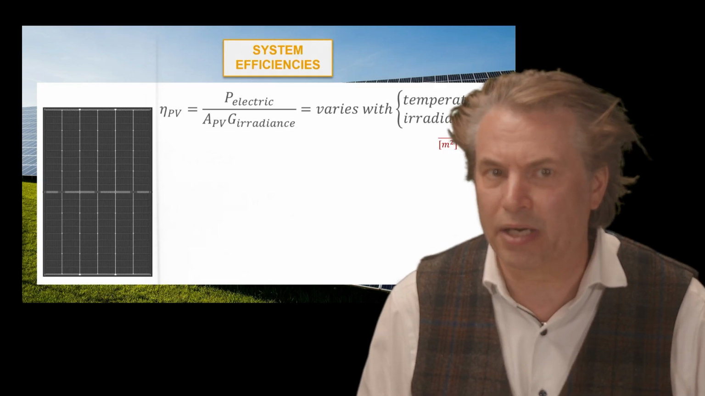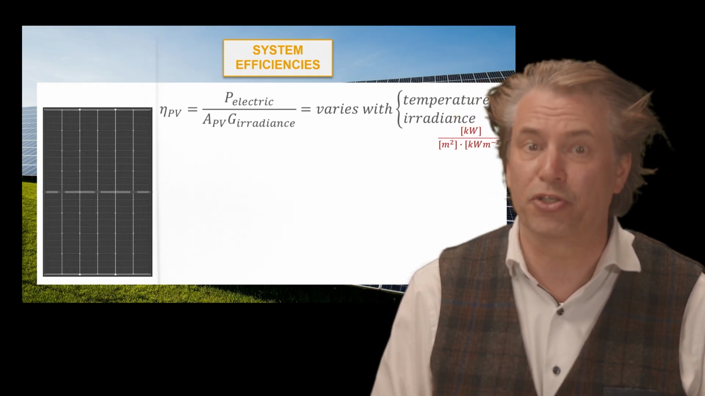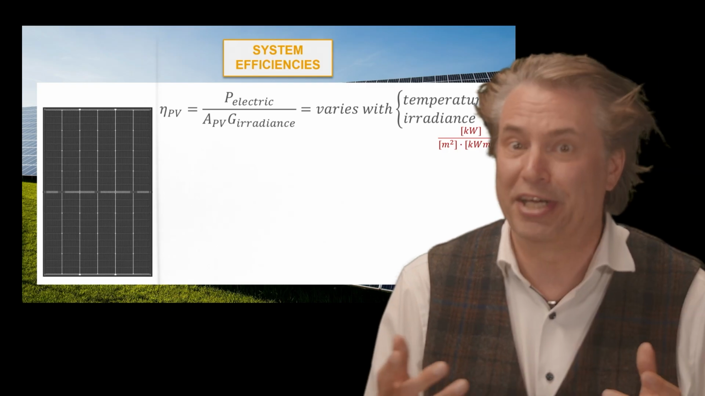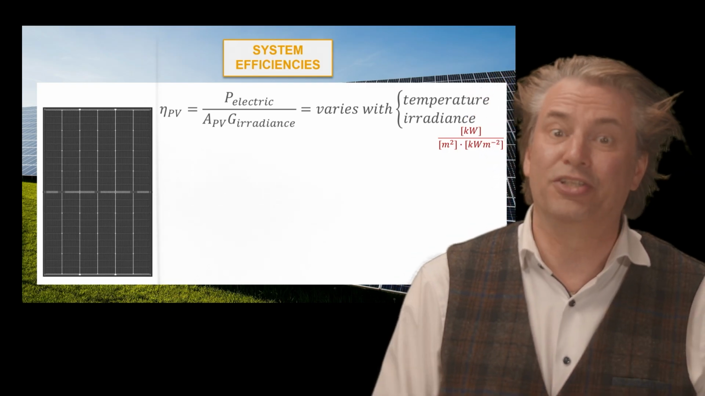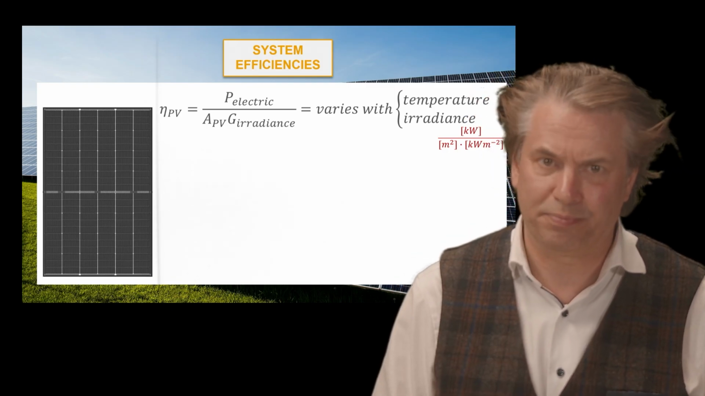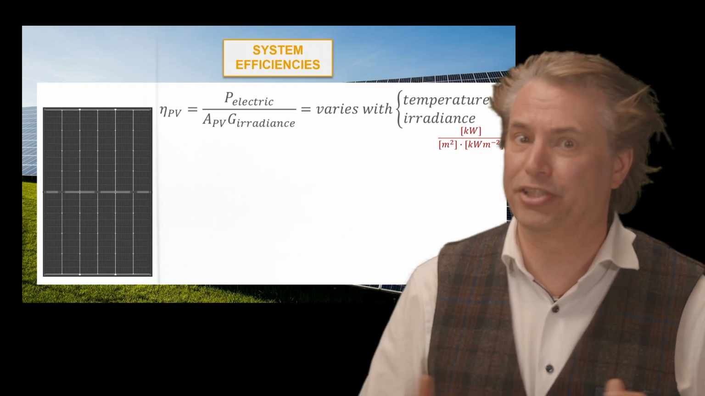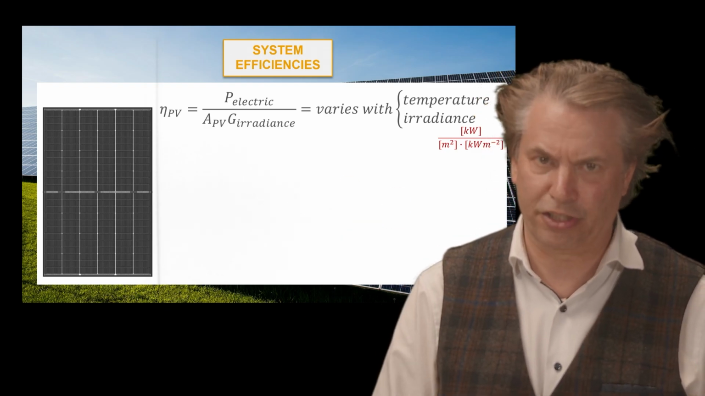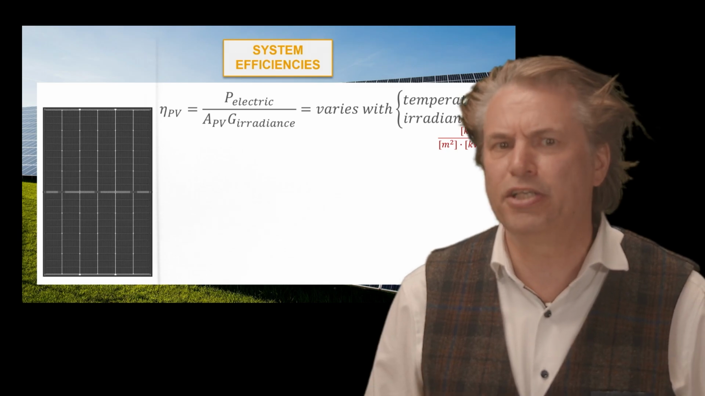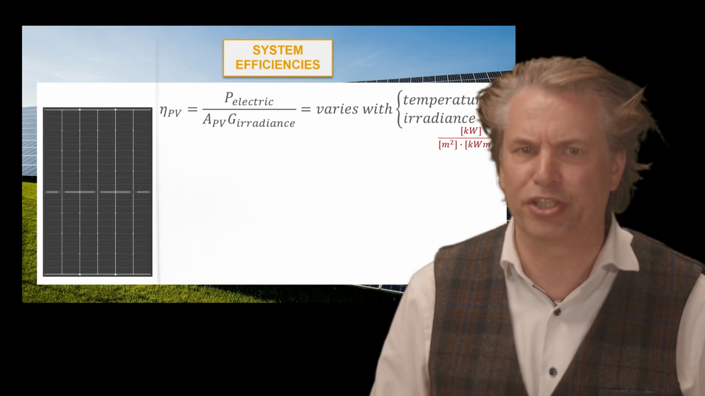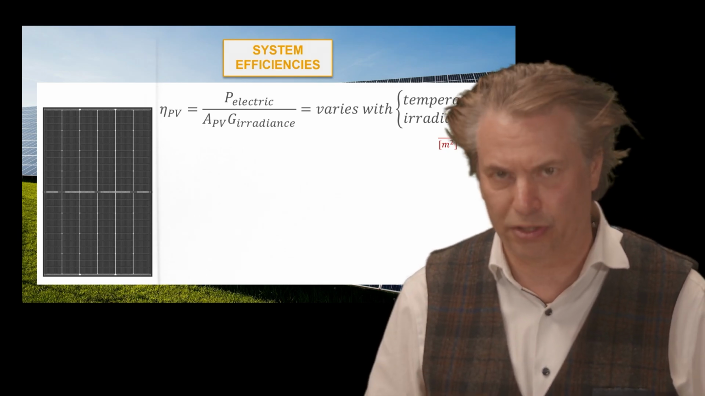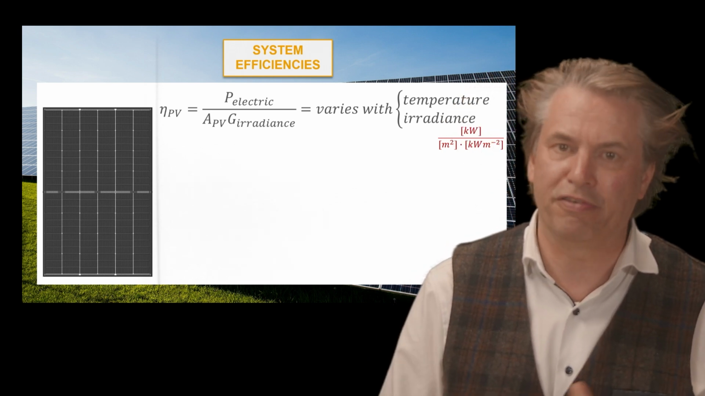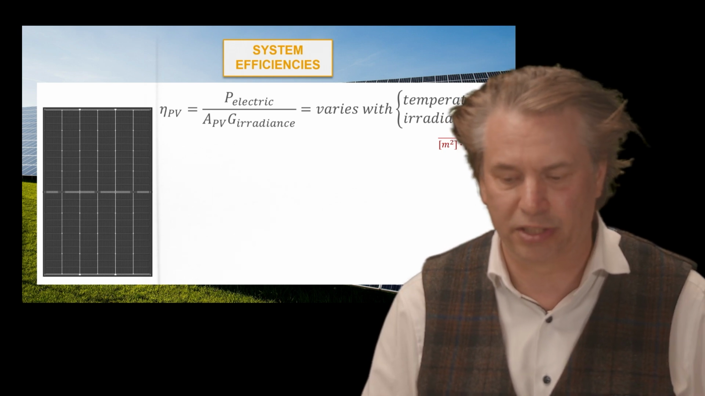Similar to wind turbines, the conversion efficiency of PV modules depends on the operation conditions, like the irradiance, logically, and the temperature of the module as well. The higher the irradiance, the larger the efficiency, and the higher the temperature, the lower the efficiency. For simplicity, we show here that the conversion efficiency is constant. In Module 3, we will go into more detail on how the efficiency depends on operation conditions.